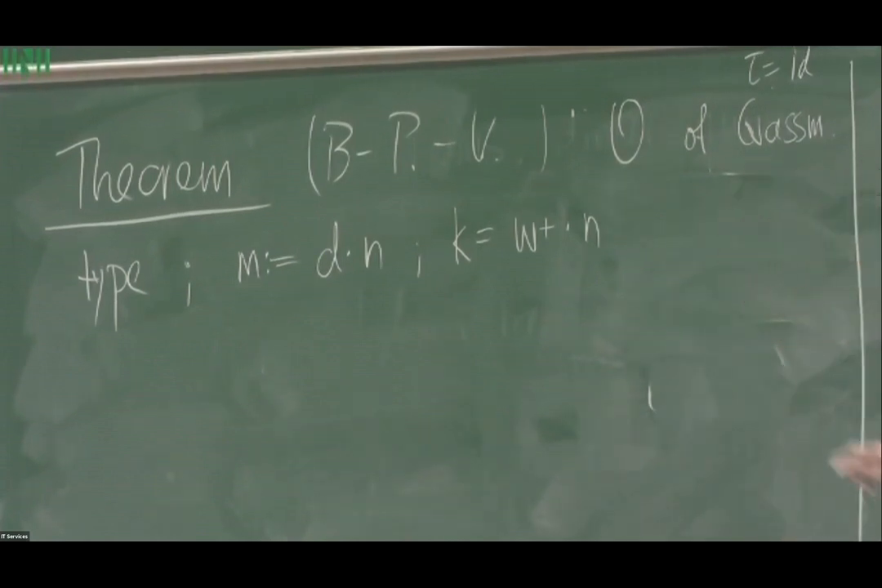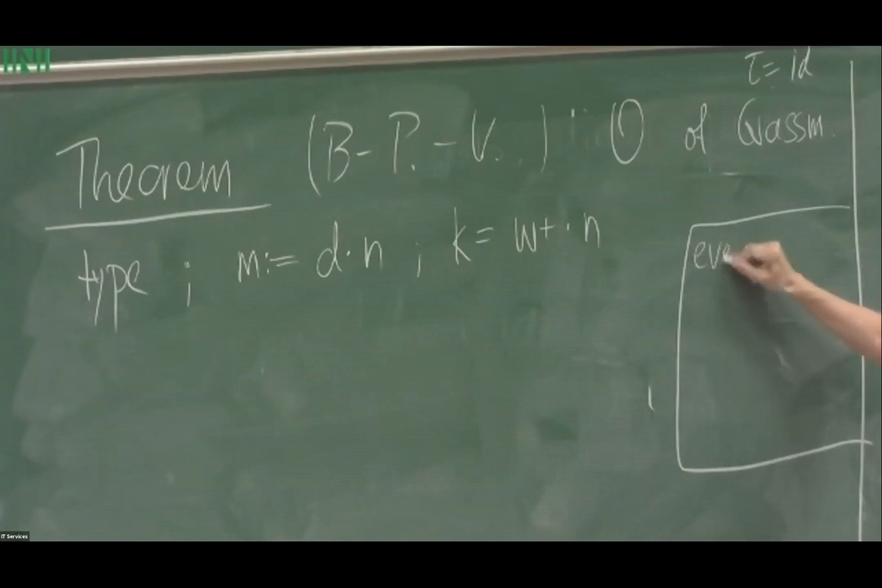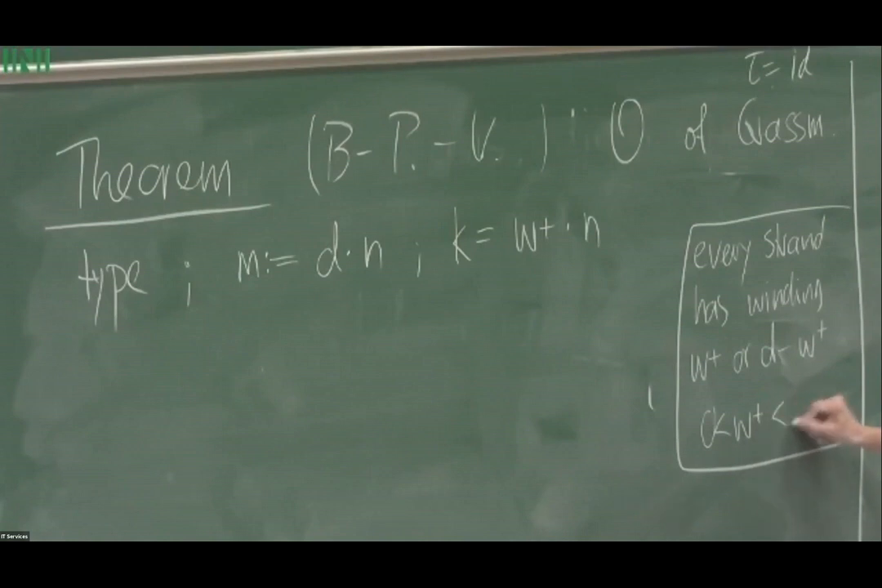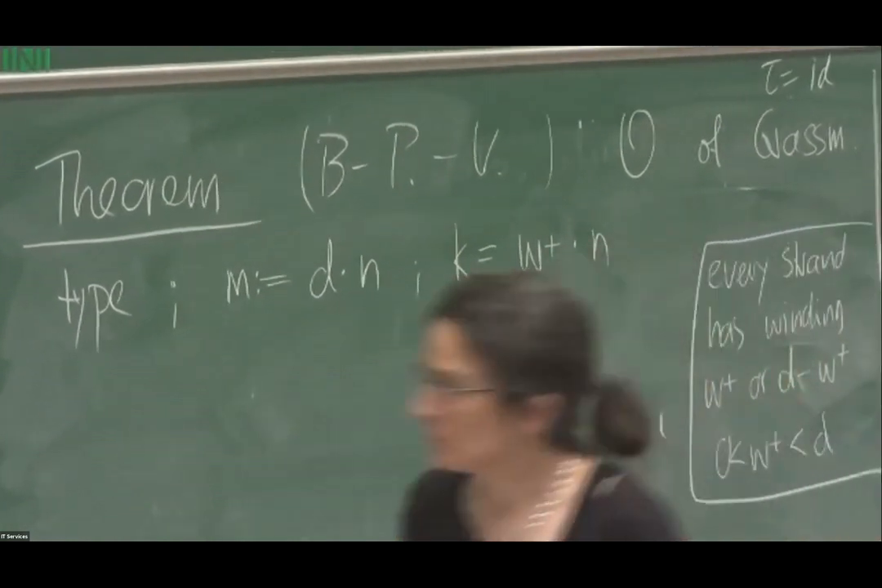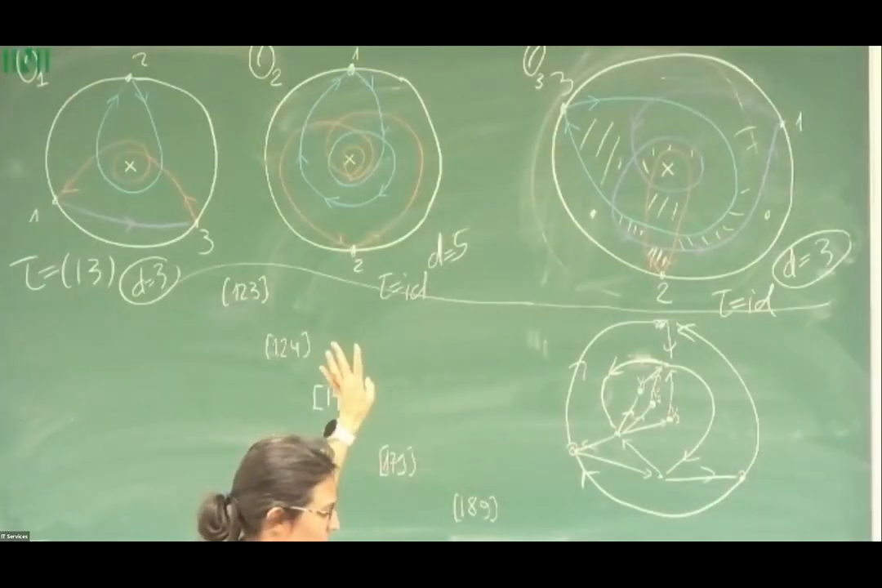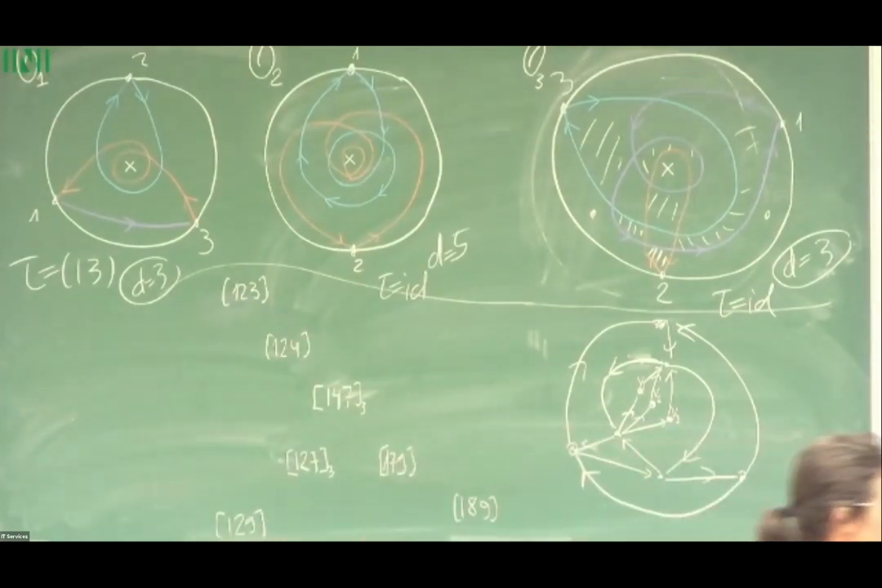Every strand has winding W plus or D minus W plus around omega, so for some W plus between 0 and D, and I'll let you figure out the W pluses here. So that's what I want.